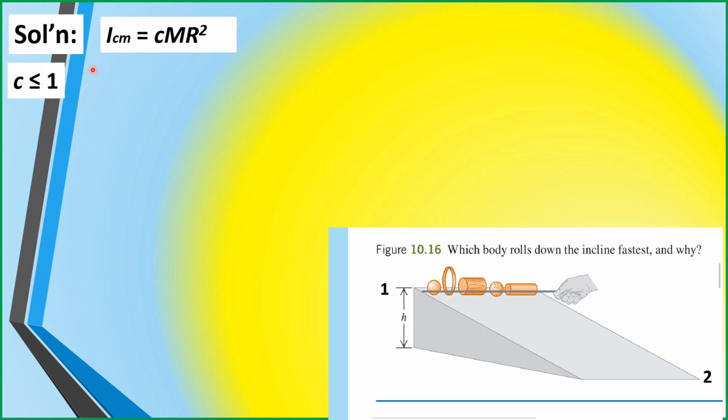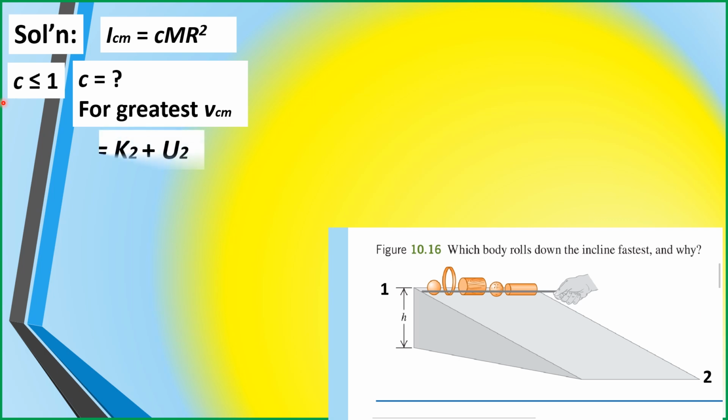And our goal is to determine that value of C, so that we will be able to come up with the greatest value for the translational speed of the center of mass of the object. And since we consider the law of conservation of mechanical energy, which says that the sum of the kinetic energy and the potential energy at the start, level 1, must be equal to the sum of the kinetic energy and potential energy at level 2.